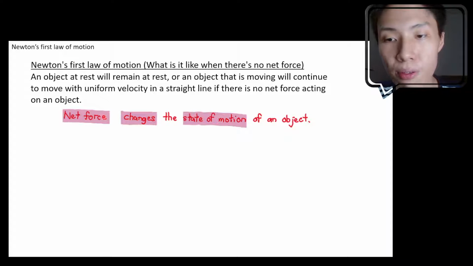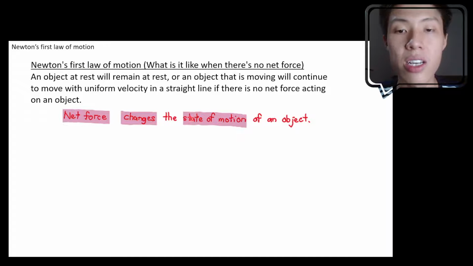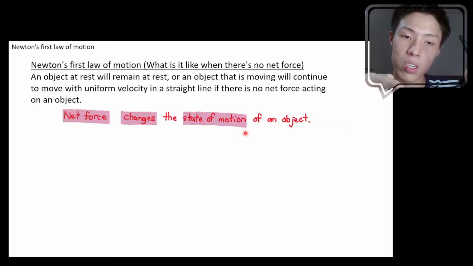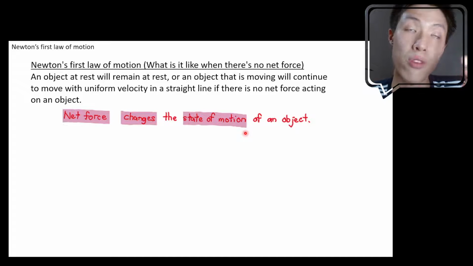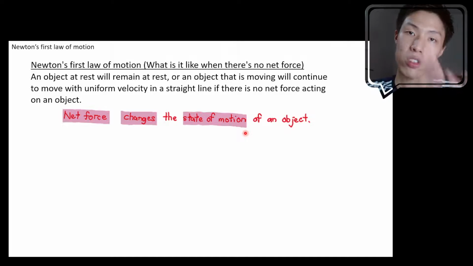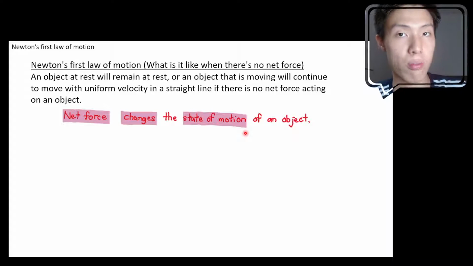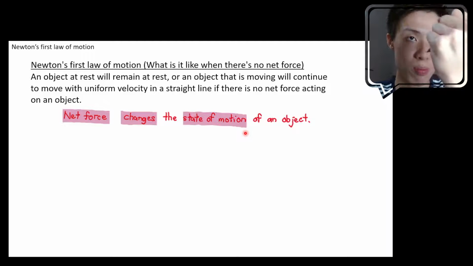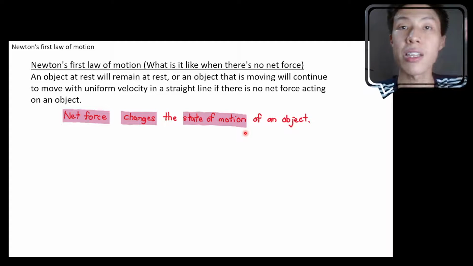So we learned that net force changes the state of motion of an object. State of motion, as I mentioned in the overview, is described by velocity. So I say the state of motion of the object is it is moving with 5 meters per second to the right. I use velocity to describe the state of motion of an object. If an object is not moving, then the state of motion is 0 meters per second. If the object is dropping downwards and at that specific moment is dropping at 5 meters per second, then the state of motion is 5 meters per second downwards. That is its state of motion.